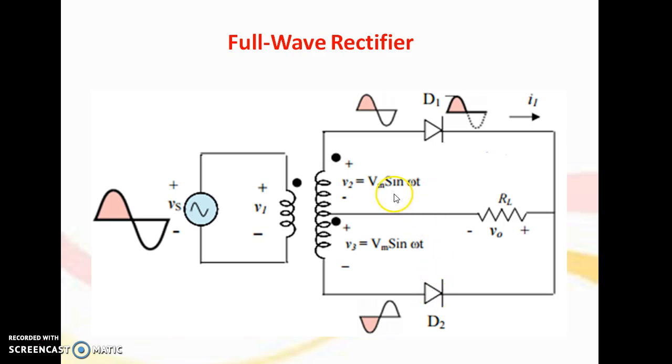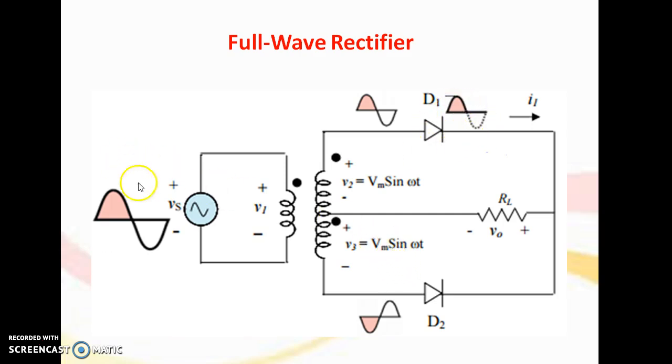So during the positive half cycle, D1 acts and D2 does not. However, during the negative half cycle, when this end is negative and this end is positive, there is a negative voltage at the anode of D1 and a positive voltage at the anode of D2. So diode D2 becomes forward biased and D1 becomes reverse biased. In this condition, during the negative half cycle, diode D2 starts to conduct, and the current flows from here through diode D2 and the load resistance. So now D2 is conducting and D1 is not.